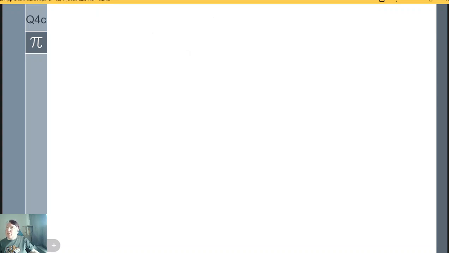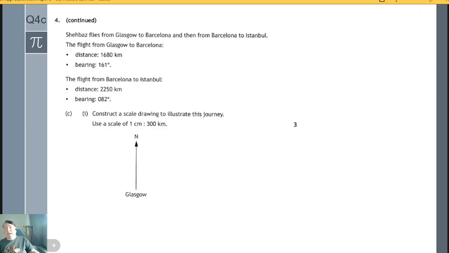Okay, question C this time. Now, I am not going to be able to draw this accurately because you have to do a scale drawing and I do not have the tools. So I'm going to make a rough drawing and mark it as if it was a scale drawing. So that means that the next bit I am not going to be able to do accurately. You guys are going to do this properly with a ruler and a protractor. I have neither.